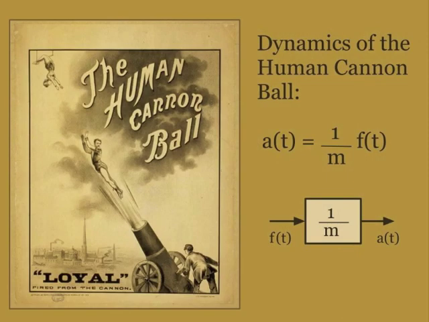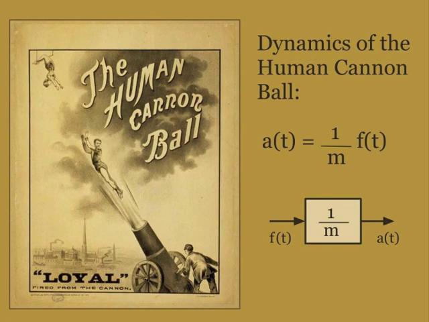So the example problem is the dynamics of the human cannonball. What is the relationship between the input, the force F of t, and the output, the acceleration of the human cannonball, A of t? Of course, this relationship is A of t equals 1 over m F of t. So 1 over m is a constant relating the input F of t to the acceleration A of t.